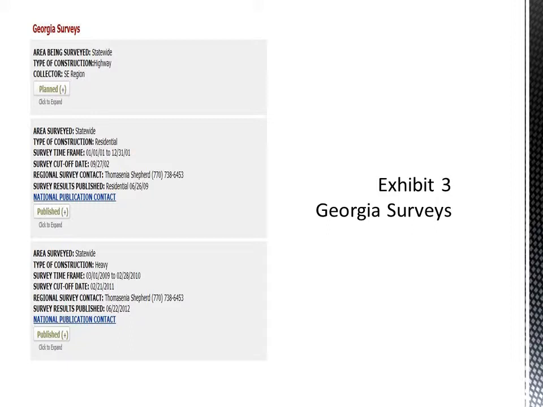Exhibit 3. Here is an example of the Georgia surveys that were conducted. One, area being surveyed, statewide. Type of construction, highway collector, Southeast region. Another is the area survey, statewide. Type of construction, heavy. Survey time frame, it gives you from March 1st, 2009 to February 28, 2010. The contact was Ms. Thomasina Shepherd, and the survey results were published June 22nd, 2012.